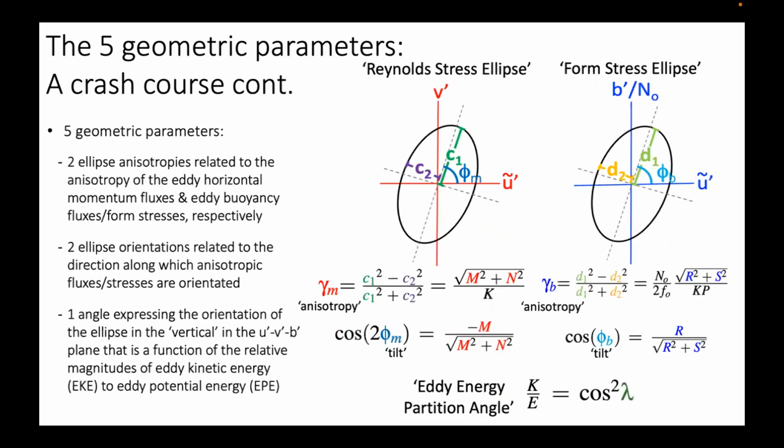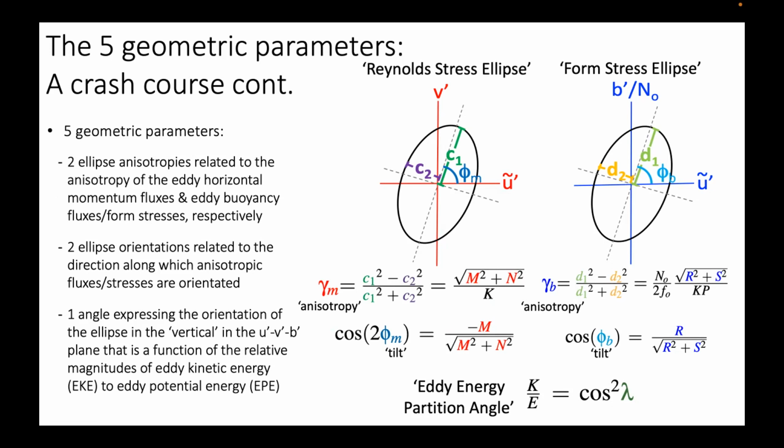All right, so then at the end of the day, you have 5 non-dimensional geometric parameters to describe this ellipsoid geometry. You have 2 ellipse anisotropies that are related to the anisotropy of the horizontal momentum fluxes and the buoyancy fluxes, respectively. You have 2 orientations or ellipse tilts, and they have to do with the direction along which these anisotropic fluxes are oriented. And then you have 1 more angle left, which has to do with the vertical orientation of this ellipsoid in the U prime, B prime space.